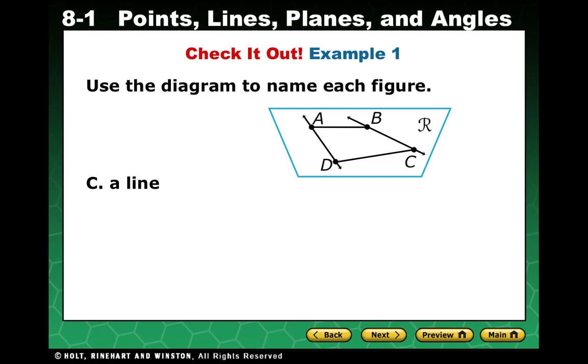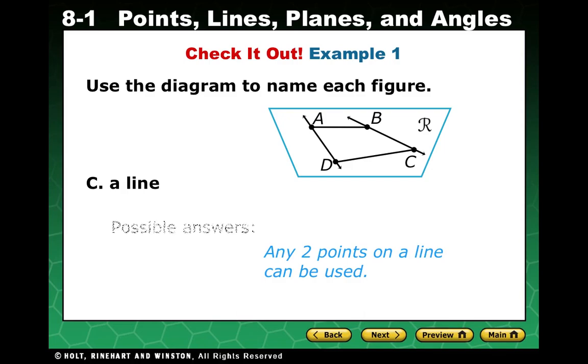Alright, use the diagram to name each figure. A line. Okay, so you can use line AD or line BR. DC they have on here is actually not a line, that is a line segment. So that answer is incorrect. The answers are AD and BR.